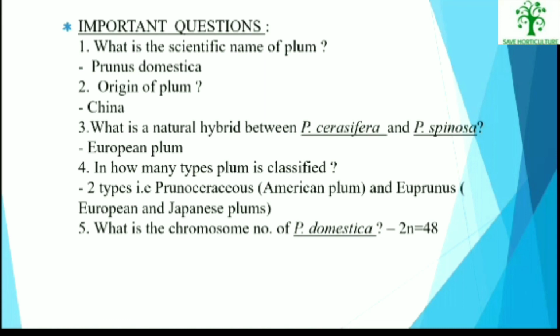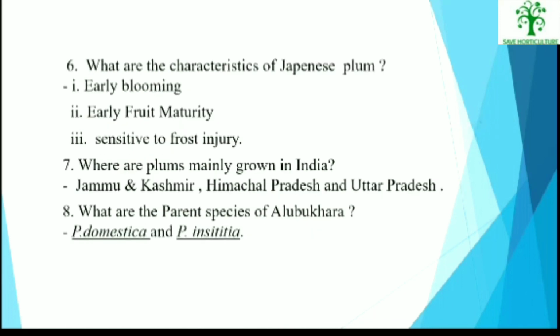Important questions. What is the scientific name of plum? Prunus domestica. Origin of plum? China. What is the natural hybrid between Prunus cerasifera and Prunus spinosa? European plum. In how many types is plum classified? It is classified into two types, that is Prunus americana, American plum, and Prunus domestica, European and Japanese plum. What is the chromosome number of Prunus domestica? The chromosome number is 2n equals 48.